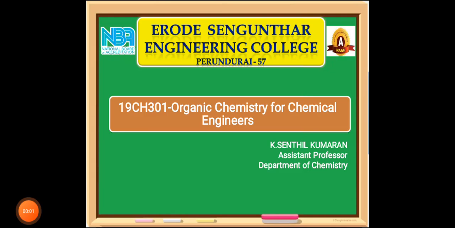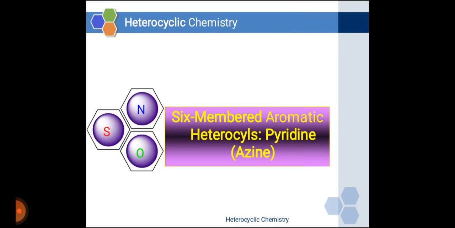Today we are going to discuss organic chemistry for chemical engineers. In this subject we are going to discuss heterocyclic chemistry, in that, six-membered aromatic heterocyclic compounds. How the structure is involved in pyridine, what are the various resonating structures of pyridine, how pyridine reacts with other compounds, reactions of pyridine, and uses of pyridine. These are all the topics we are going to discuss in this chapter.